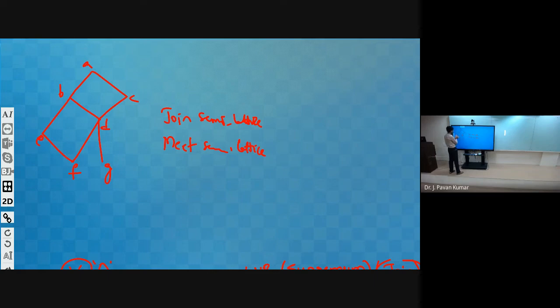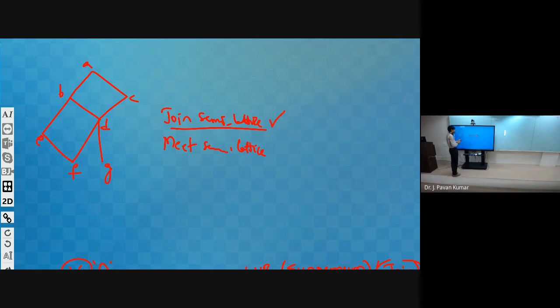If we have a join, automatically we can consider it a join semilattice. Yes or no? Join is nothing but least upper bound. We are having a least upper bound for every pair of elements. So we can claim this one as a join semilattice.